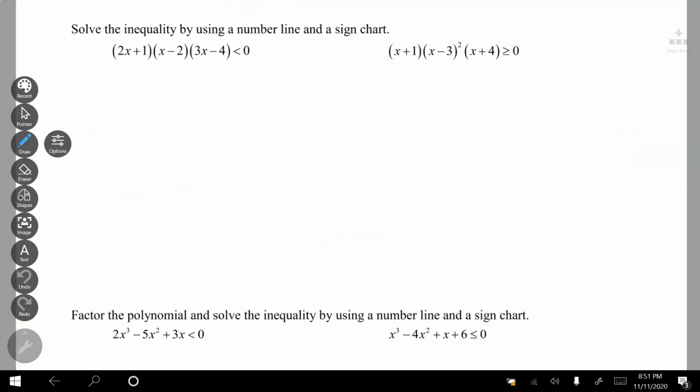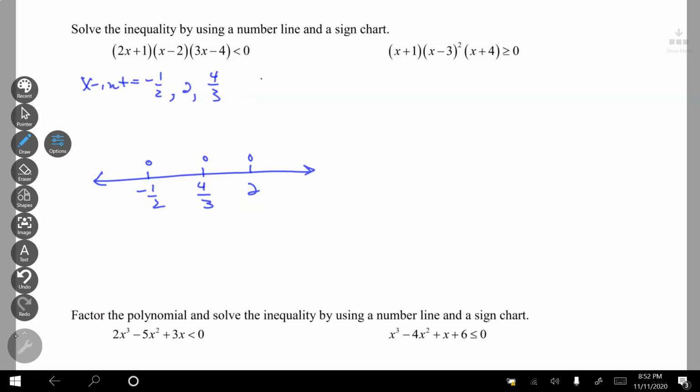And I can go back and do my number lines. We did these before. This is why I did them for this unit. I have my x-intercepts equal to negative 1/2, 2, and 4/3. I'm going to make my number line. Put them in order. Negative 1/2. This is 0. 4/3. And 2. And my leading term is equal to 2x times 3x. I get 6x to the third.